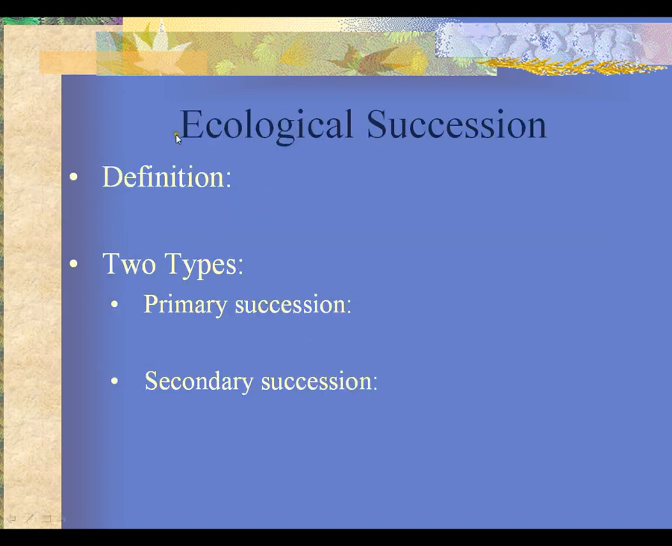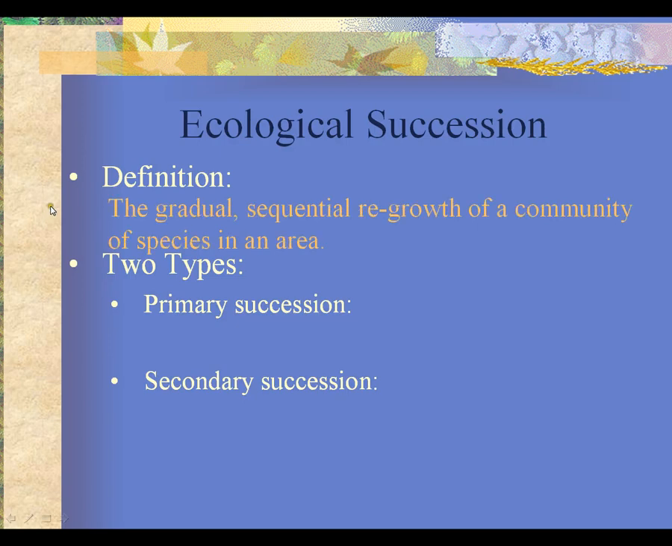So what is ecological or biological succession? Both terms are correct, but it's the gradual, sequential regrowth of a community of a species in an area. So there's a definite sequence that goes with this, and that's something that you'll need to know. So there are two types.